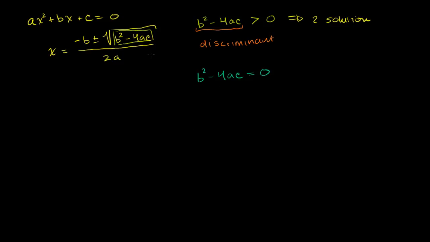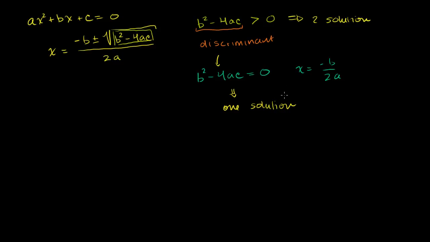Now, what happens if b squared minus 4ac is equal to 0? If you take b squared minus 4 times a times c, and that's equal to 0, that tells us that this part of the quadratic formula is going to be 0. And the square root of 0 is just 0. And then your only solution is going to be x is equal to negative b over 2a. Or another way to think about it is you only have one solution. So if the discriminant is equal to 0, you only have one solution.